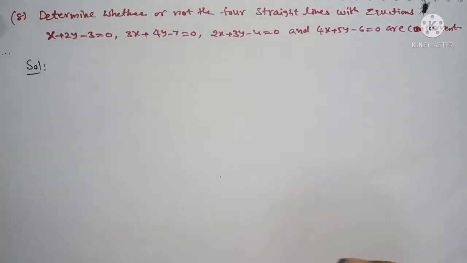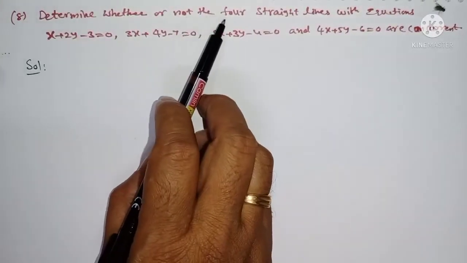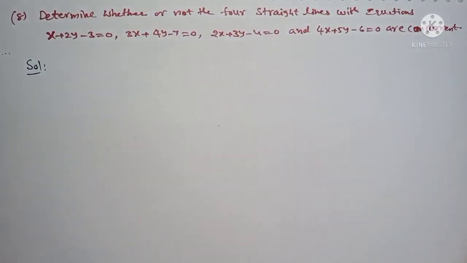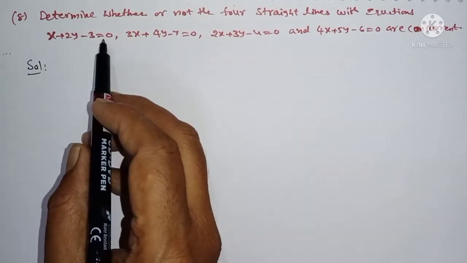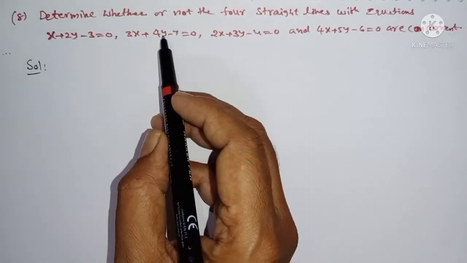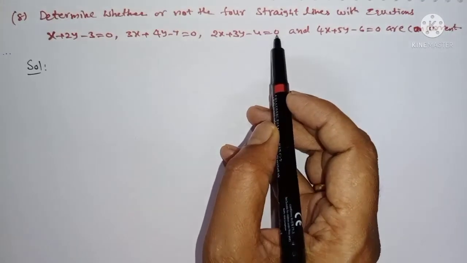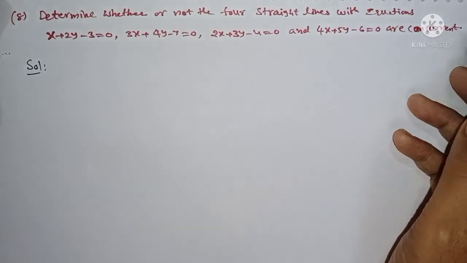Next question is, determine whether or not the four straight lines are concurrent. Four line equations are given here: x + 2y - 3 = 0, 3x + 4y - 7 = 0, 2x + 3y - 4 = 0, and 4x + 5y - 6 = 0.